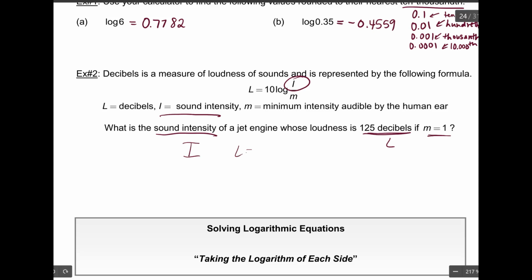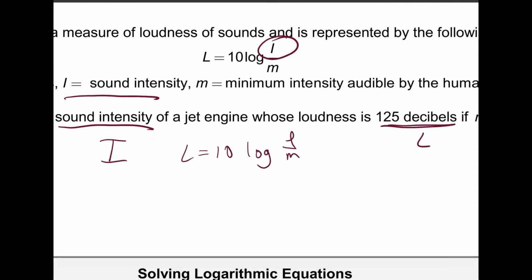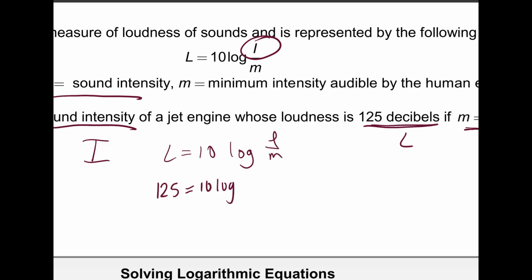I have L is equal to 10 times log of I over M. Notice, what's the base here? It's 10, because it's the common log. So I'm going to plug in all my numbers. I have 125 equals 10 times log of I over M. So I over 1, what's I over 1? I divided by 1 is just I.